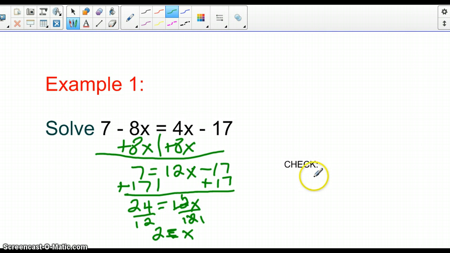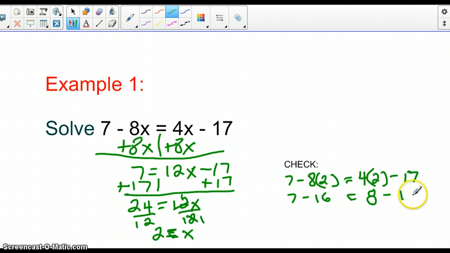We can always check our answer. If we've got 7 minus, wherever I see an x, I'm going to plug in a 2, equals 4 times 2 minus 17. If our answer is correct, then this should be a true statement. So we got 16 here if we follow the order of operations. Over here, following the order of operations, we got 8 minus 17. 7 minus 16 is negative 9. 8 minus 17 is also negative 9. So this checks out. So this answer's got to be correct.